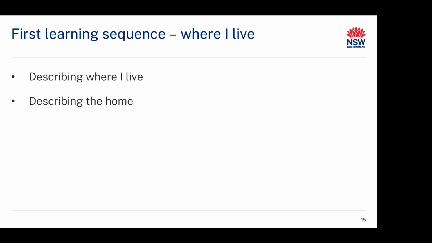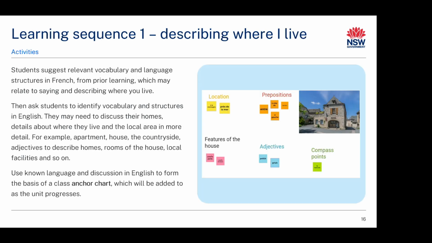The first learning sequence is called Where I Live. It is broken down into describing where I live, describing the home. This is the first activity in the learning sequence, which introduces students to the unit. Its purpose is to kick off the anchor chart for the unit.